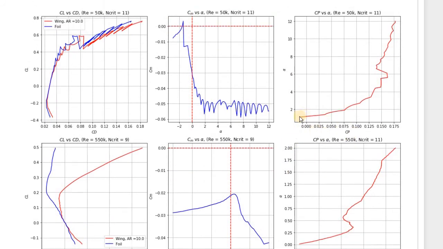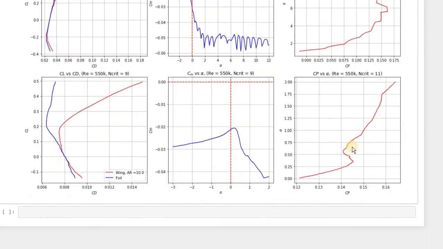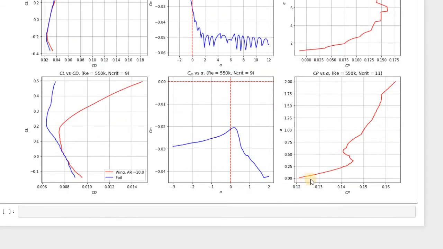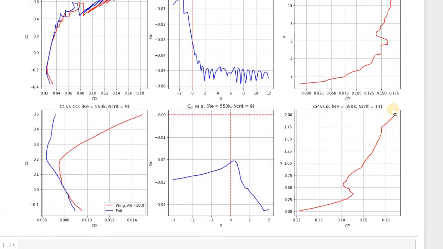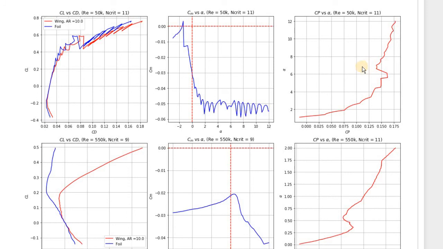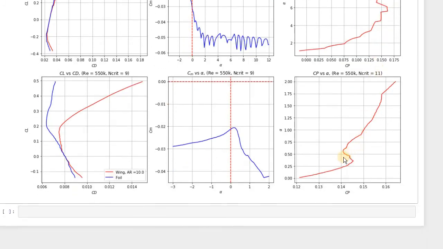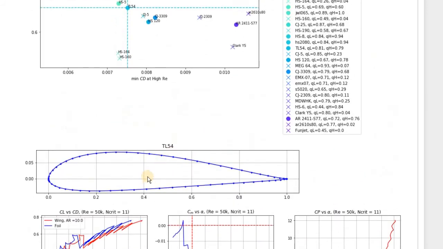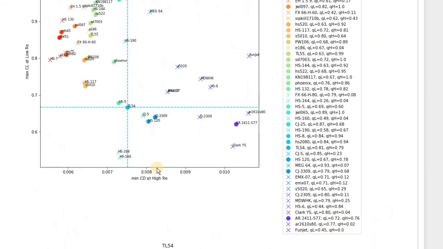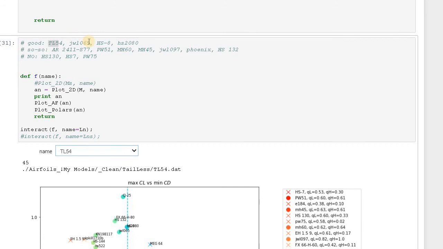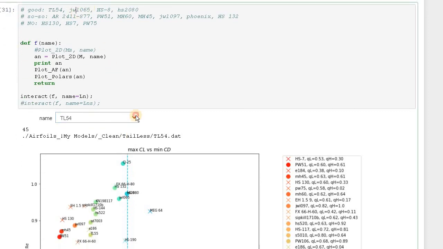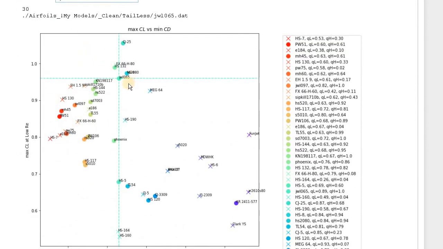So we have movement of the center of pressure from the nose to the tail, and here as well for the high Reynolds number. So it's all going to be stable in the whole operational range. We might have some small ranges of instability, but that's perfectly fine, I think. So this airfoil is stable. Let's look at a different one. This one.